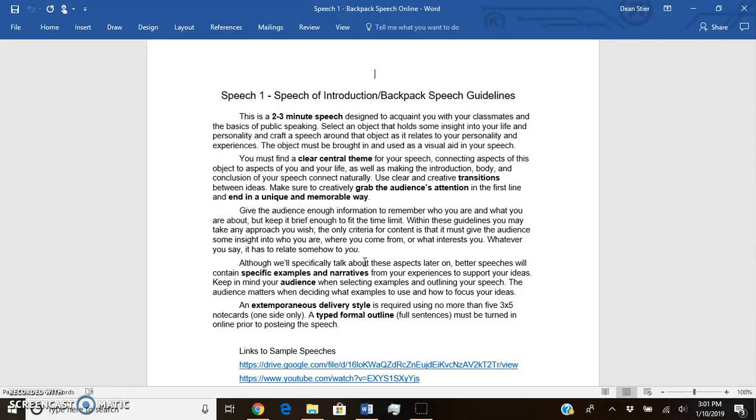You will use an extemporaneous delivery style. You can have up to 5 note cards, one side only, and then you're also going to have a typed formal outline in full sentences that you'll turn in online prior to posting your speech. And then I'm going to make a note right here of how many audience members you have to have.